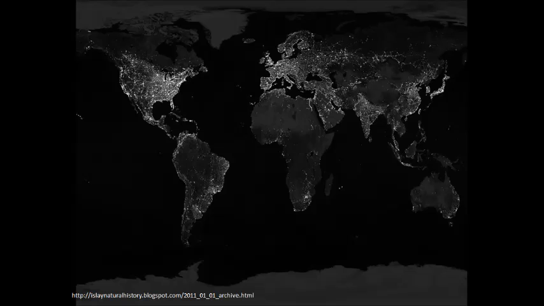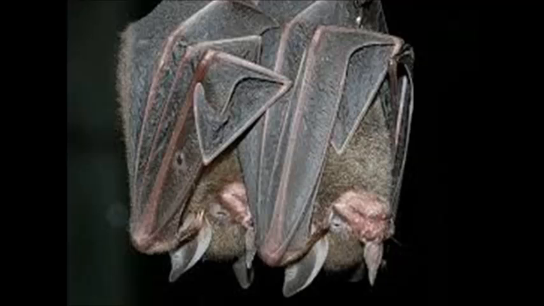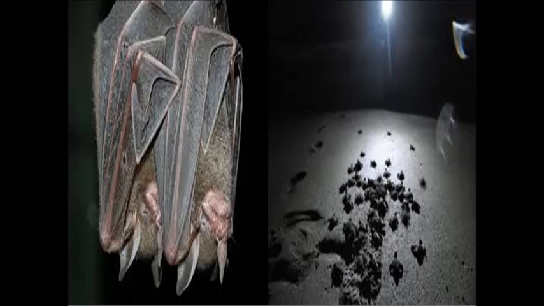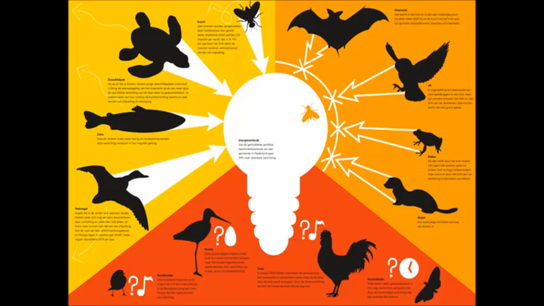Animals such as bats and turtles are affected by light pollution. This is because their circadian rhythms are thrown off by light pollution. Turtles and bats are not the only animals affected by light pollution. There are many other animals that are affected by light pollution, and they can even die from the consequences.